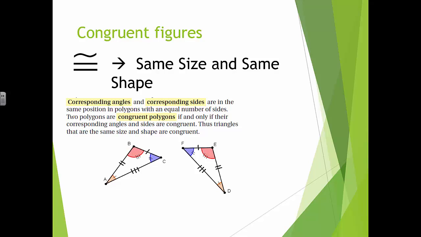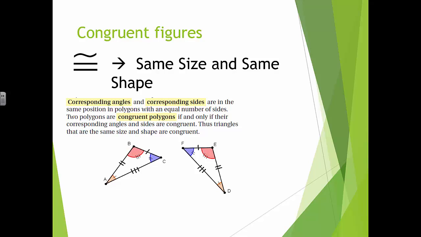All right, so congruent figures. We've been using the term congruent for a long time, but only when it comes to segments and angles and such. Now we're going to talk about objects being congruent. So for example, triangles are congruent or rectangles being congruent and so on and so forth. Congruent implies that they are the same size and the same shape. All of the corresponding angles and all of the corresponding sides are in the same position of each of those polygons, and they have an equal number of sides.